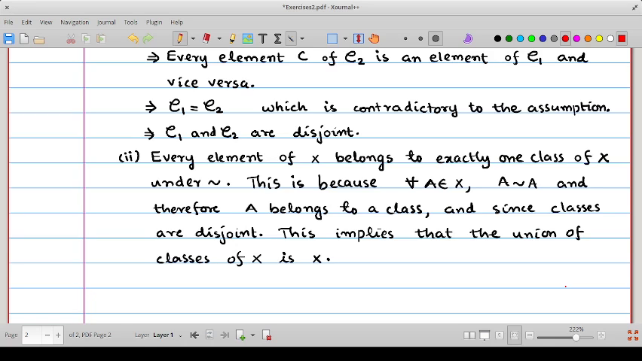Now, since the classes are disjoint, an element in a particular class cannot be in another class. So every element will belong to at least one class, but it can belong to only one of those equivalence classes because the different classes are disjoint. Therefore, every element of X belongs to exactly one class of X under an equivalence relation. So if we take the union of all classes of X, then we will get all the elements of the set X. Therefore, the union of all equivalence classes is the set X itself.